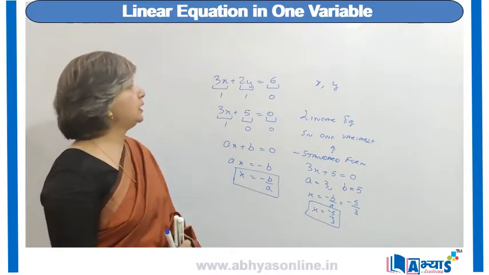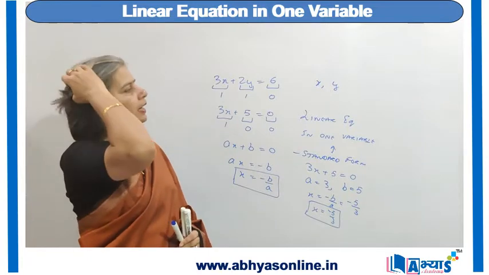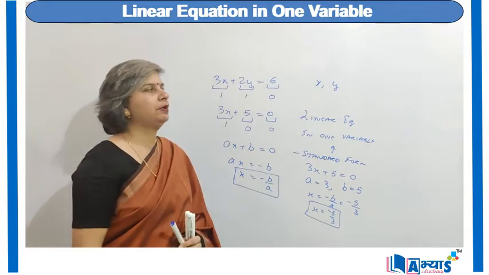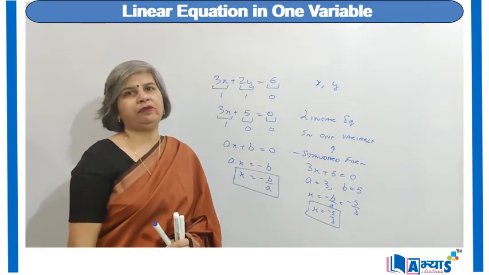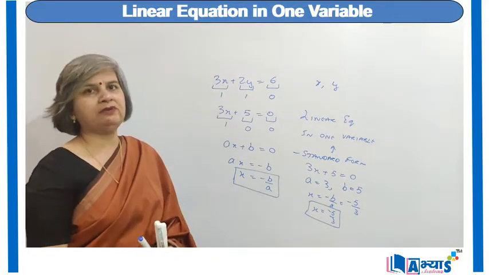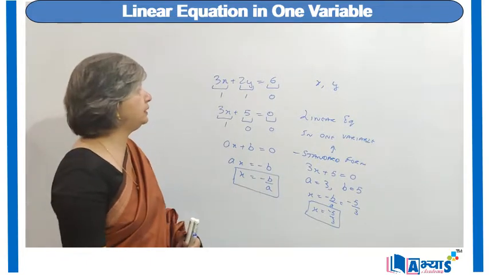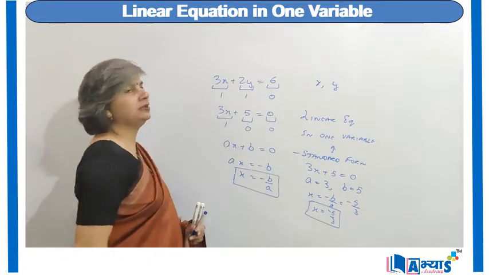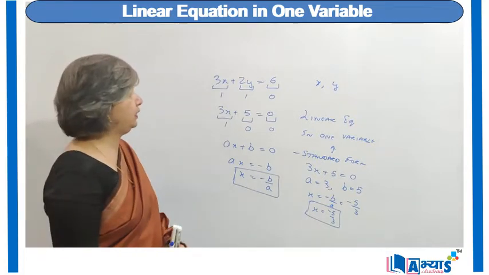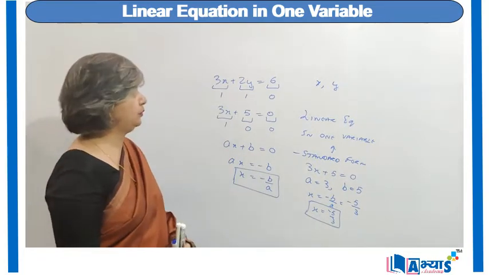So to sum up, I would say that a linear equation is an equation of degree 1, and it should have only one unknown quantity, that means only one variable. As in the first case, we have two variables x and y, both are unknown in the equation, so it is a linear equation in two variables. But in the second case, it is a linear equation in one variable, and the standard form of the linear equation is ax plus b is equal to 0.